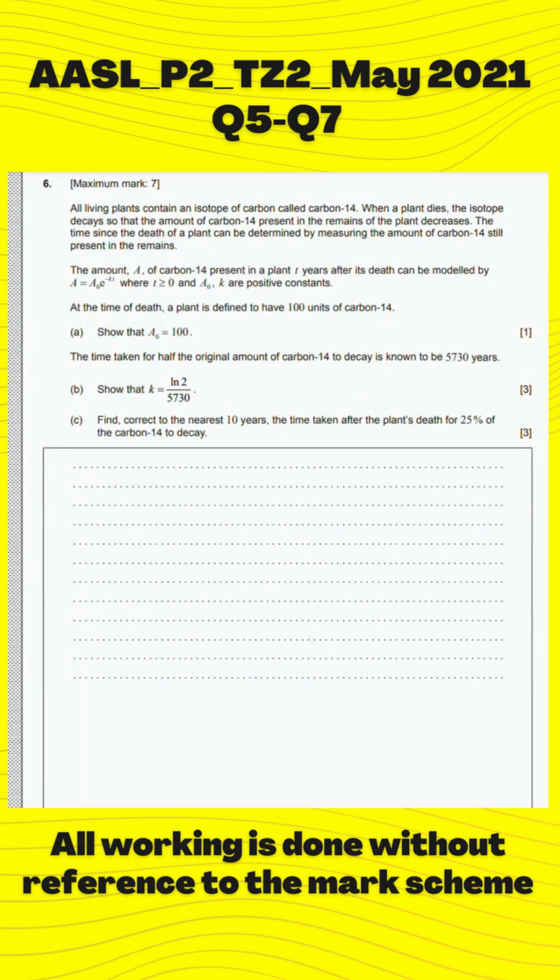Okay, next, question 6. A, show that A0 is 100. Okay, so we start with 100. So A is 100 equal with A0 multiplied with e power 0 because we sub t with 0. And e power 0 is 1. So A0 is 100. B, the time taken for the half is 5730 years.